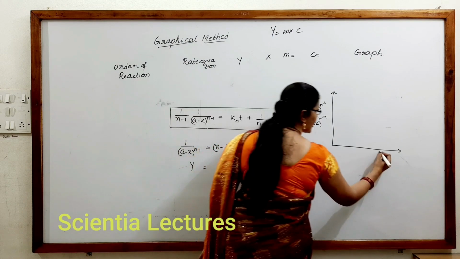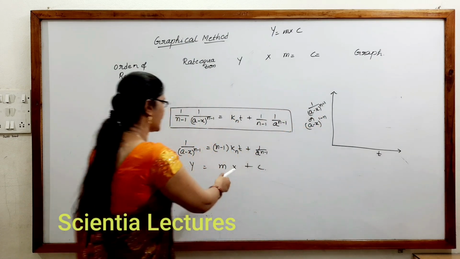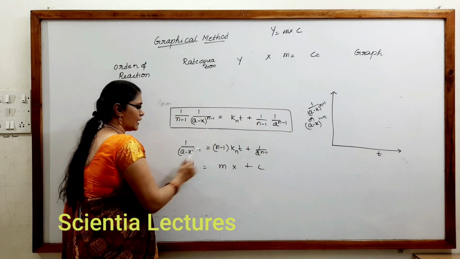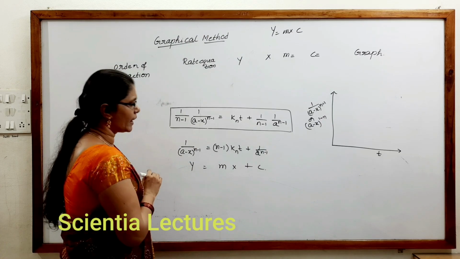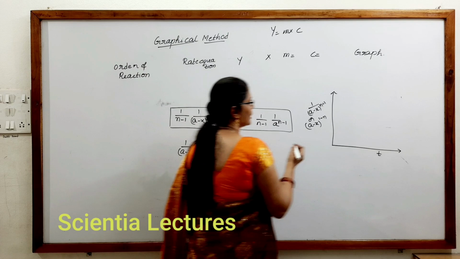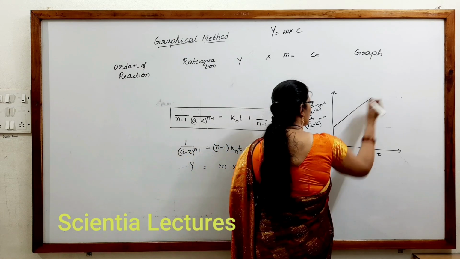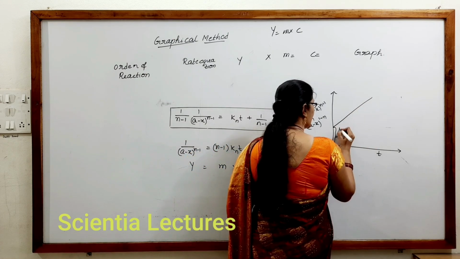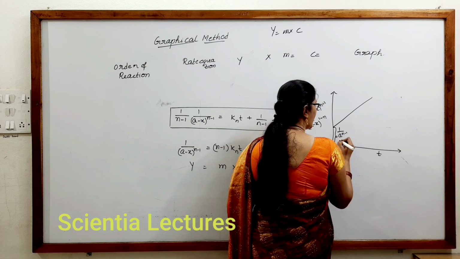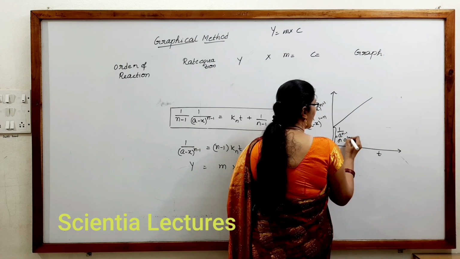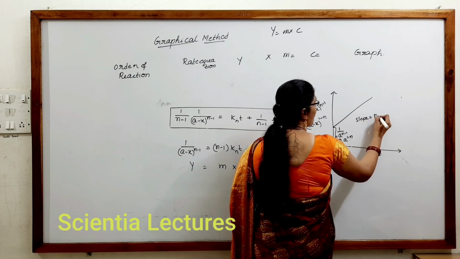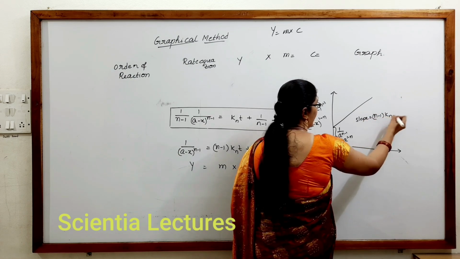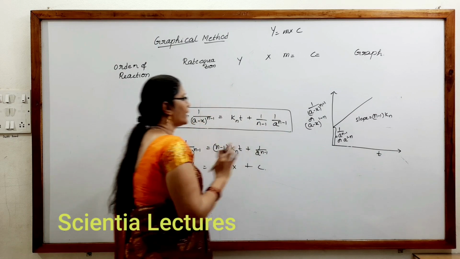What is taken on the x-axis? t. On the x-axis we have to take only the variable. Here on the y-axis is 1/(a-x)^(n-1). And what graph will we get? It is with a positive slope. What is the y-intercept here? 1/a^(n-1) or a^(1-n). What should be the slope? Equal to (n-1) times kn. This is for the nth order reaction.